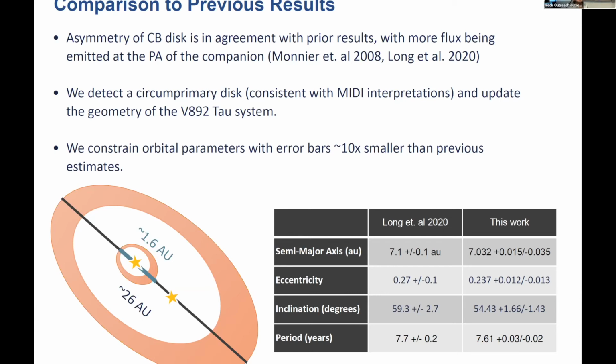So we update the geometry of the V892 Tau system. We also constrained the orbital parameters of the system, and we found that our error bars are 10 times smaller than previous estimates, which are shown in this table to the right.